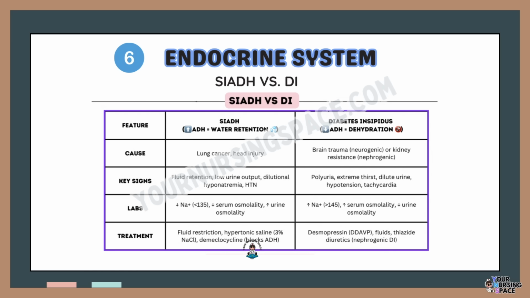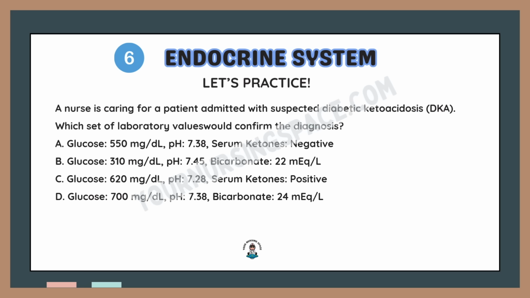And that wraps up our high-yield endocrine review. Remember, the NCLEX loves to test lab values, key symptoms, and priority interventions for these disorders. Always think about what's too high, what's too low, and how it affects the body. I hope this breakdown made everything a little easier to understand. Let's practice on some NCLEX type questions.